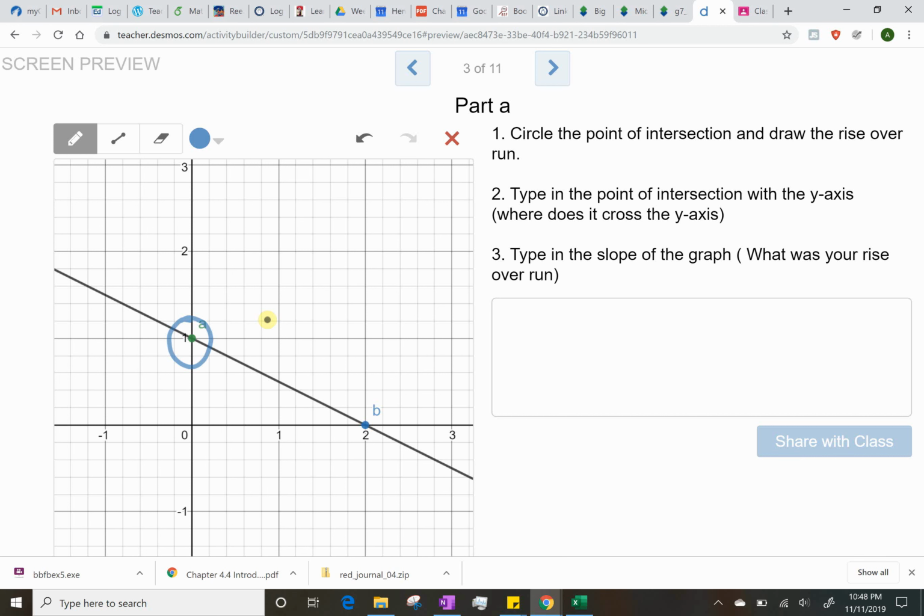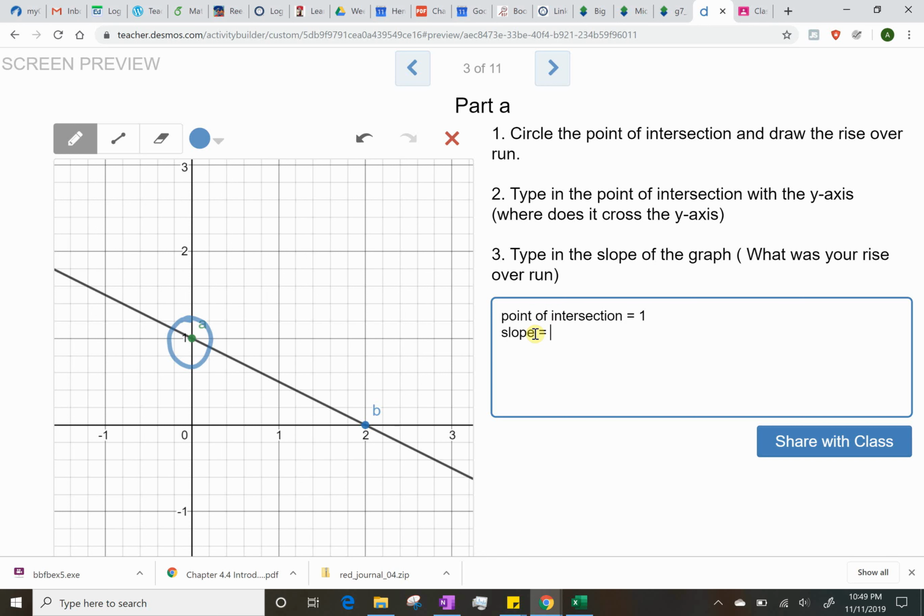Now, it says type in the point of intersection with the y-axis. So what is the point of intersection? So I can type that in. So the point of intersection is equal to 1, right? Because it crosses the y-axis, so that's our point of intersection. Now, it wants us to also type in the slope.